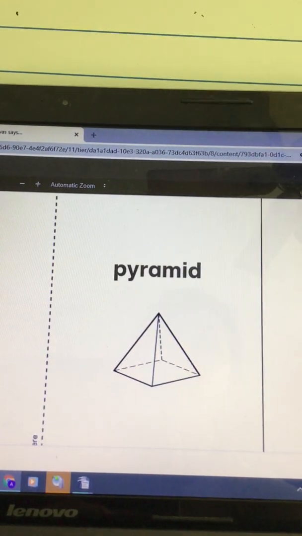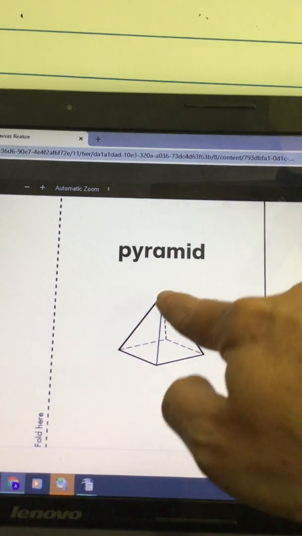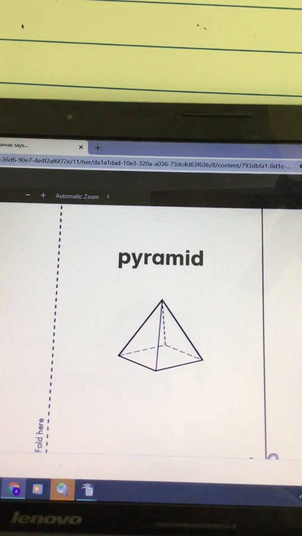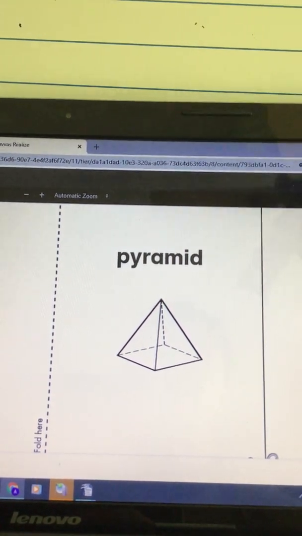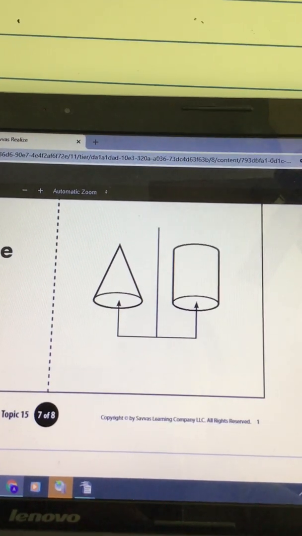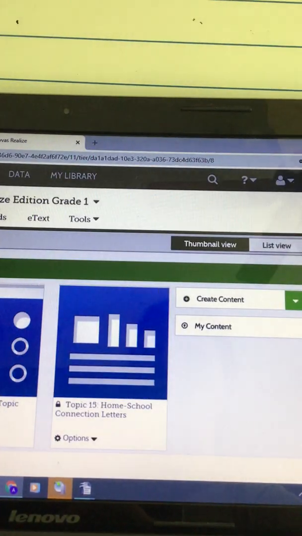Pyramid is another 3D shape. It is pointed, it has triangles on the sides and a square on one side. All right, so lots of new shape words for us to work on. Let's see if we can watch our math show and then get started.